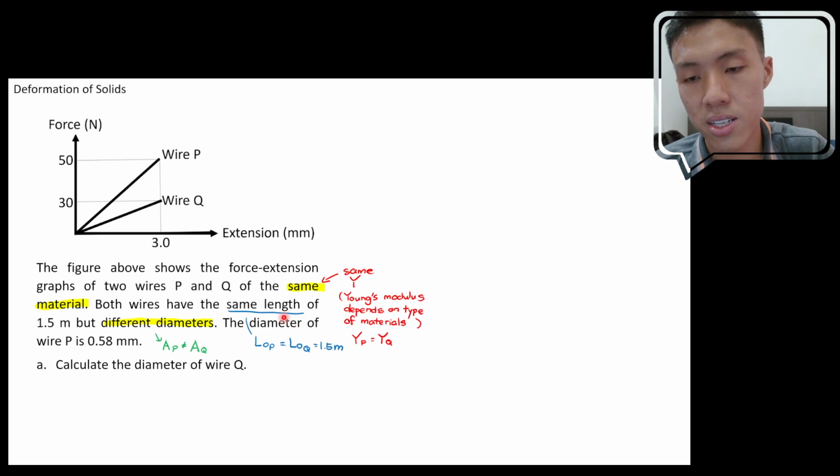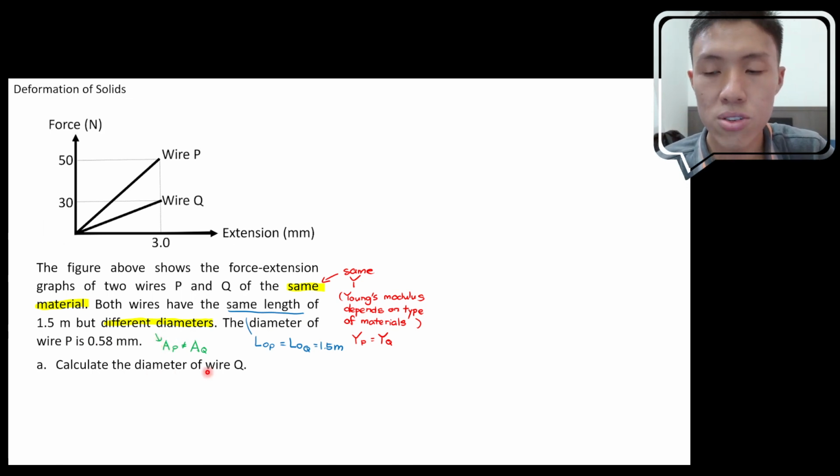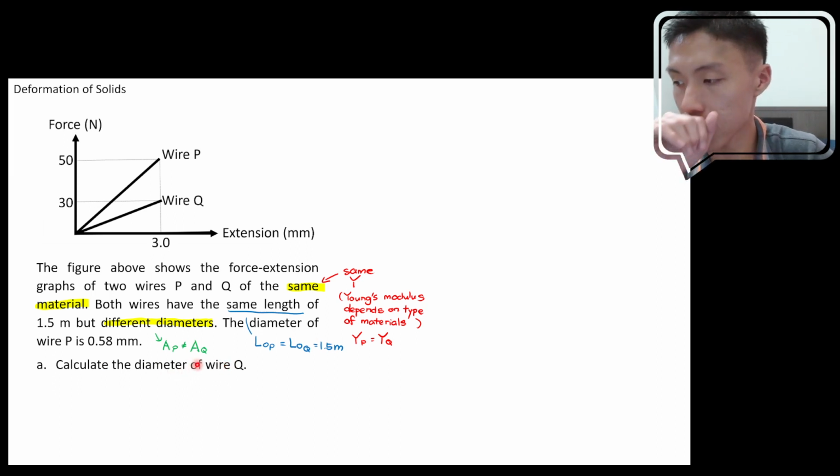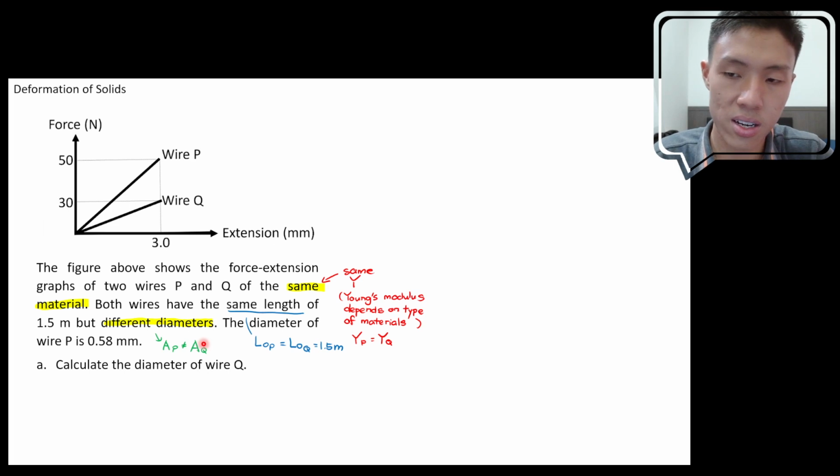Then they tell you that the diameter of wire P is 0.58 millimeter. So this is extra information for the diameter of wire P. Now they ask you to determine the diameter of wire Q. There are many ways to do this. Let's try it out. You have two wires over here, so you can think of it as a ratio problem. For a ratio problem, we can go through the same 3 steps.